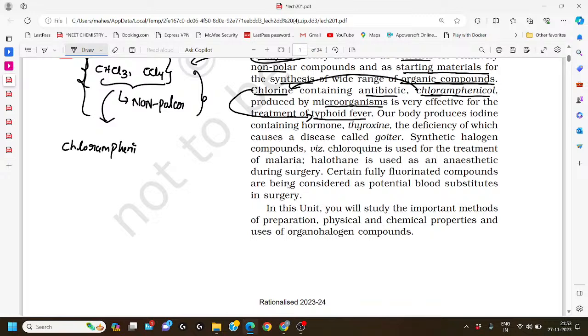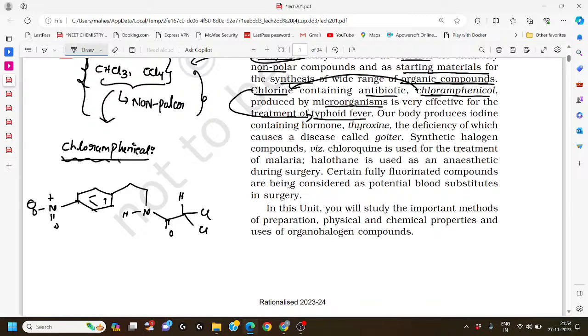Here is the chloramphenicol structure. There is no need to remember this structure, but you have to understand it. Here, which type of chlorine is present? You may expect a question from this. If the examination is tough, they ask the question: which type of chlorine is present in chloramphenicol?